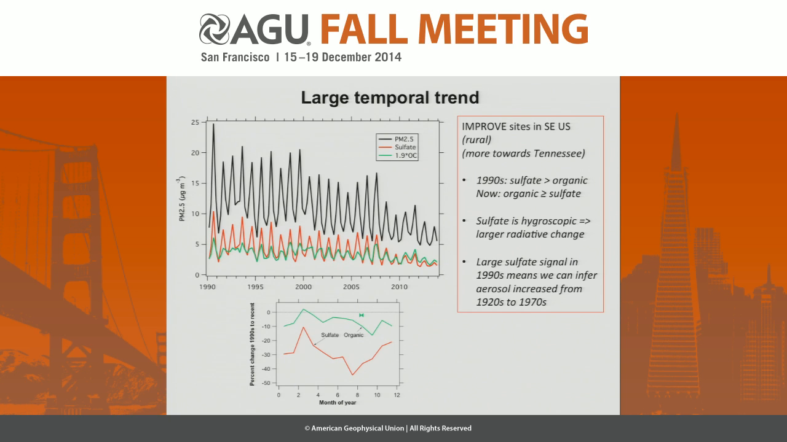Sulfate is hygroscopic. It's more hygroscopic than the organics. That means the percentage change in aerosol optical depth and radiative forcing is larger than the percentage change in mass. The bottom figure has the trend over the period as a function of month of the year, and I'm actually not sure if there's a seasonal cycle in there or not, but the reductions in sulfate have been around 30%, reductions in organic have been around 10%. Knowing that in the 1990s it was mostly sulfate, of course, that's all anthropogenic, so that wasn't there 100 years ago, so there had to have been an increase sometime during the 20th century in the aerosol loading over the southeast U.S.